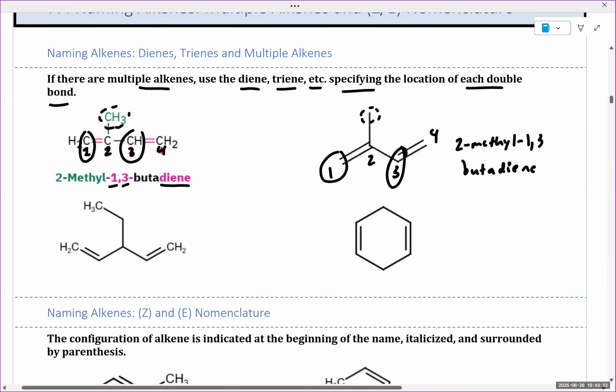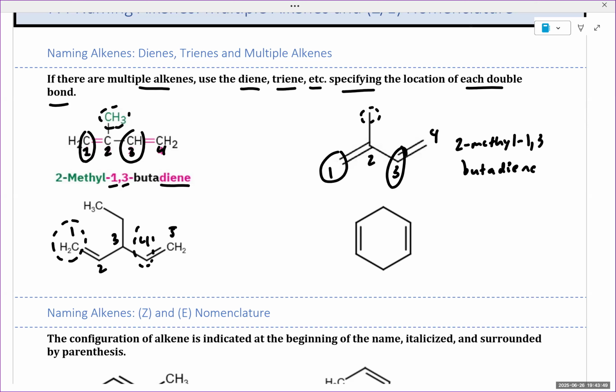Let's look at another example. In this case, we have another diene. We're going to count such that our longest chain contains both of the alkenes. As we can see, the carbon-carbon double bonds start at positions 1 and 4, and we have an ethyl group at carbon 3. So this would be named as 3-ethyl-1,4. Because this is a 5-carbon chain, this would be pentadiene.